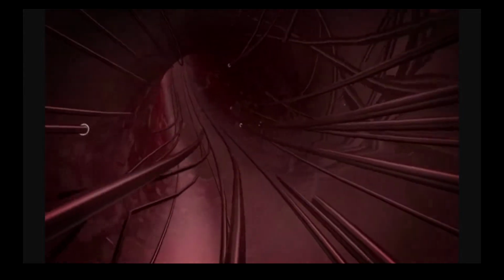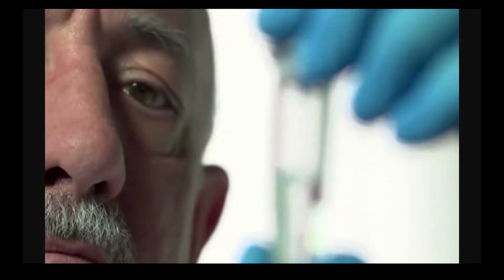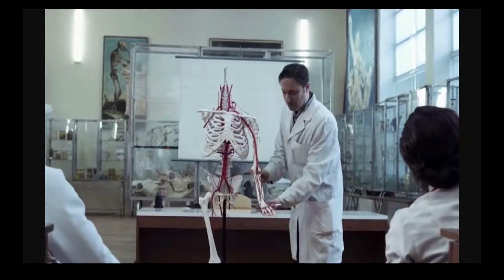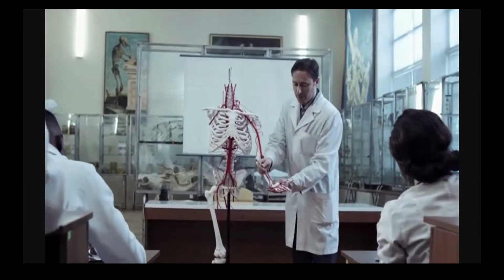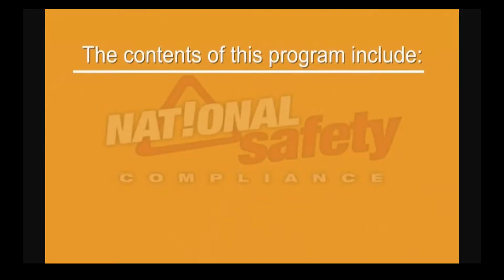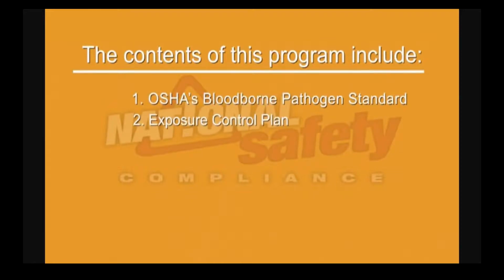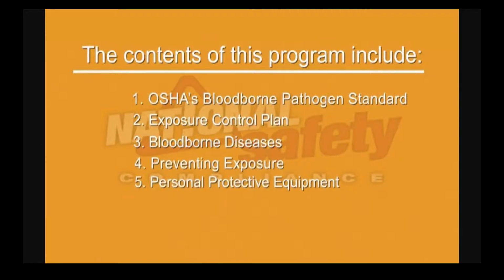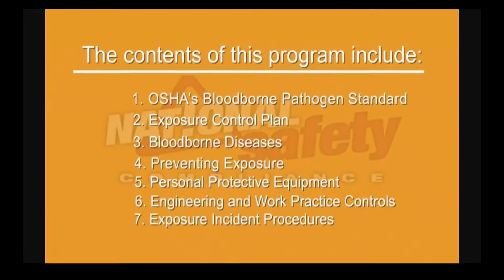The most common cause of transmission in the workplace is when an infected person's blood enters another person's bloodstream through an opened wound. Preventing occupational exposures to blood or other potentially infectious materials can prevent occupational infections. The purpose of this training program is to instruct on the ways to limit exposure to bloodborne pathogens. The contents of this program include OSHA's Bloodborne Pathogen Standard, Exposure Control Plan, Bloodborne Diseases, Preventing Exposure, Personal Protective Equipment, Engineering and Work Practice Controls, Exposure Incident Procedures, Training.